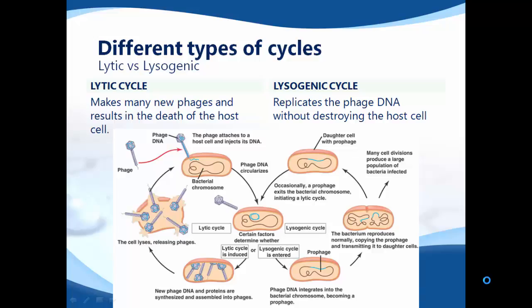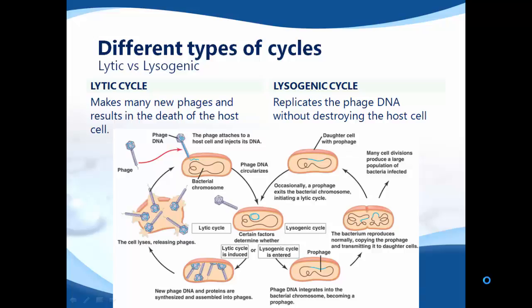And there's another type of infection strategy, which is the lysogenic cycle. It still starts with the phage attaching to the host cell and injecting its DNA, and then the phage DNA circularizes, and then it takes another route, where the phage DNA integrates into the bacterial chromosome, becoming a prophage. So pretty much it combines with the DNA of the host cell.